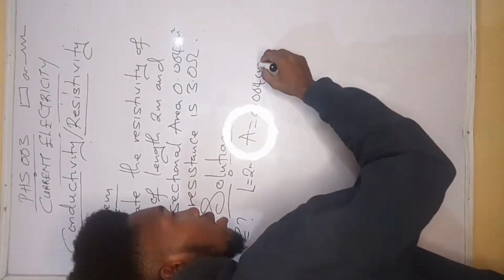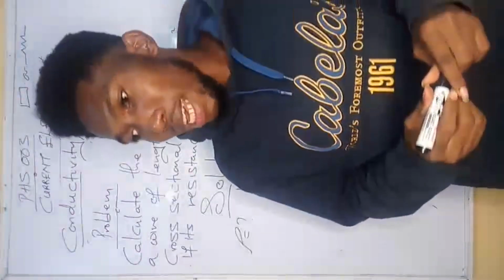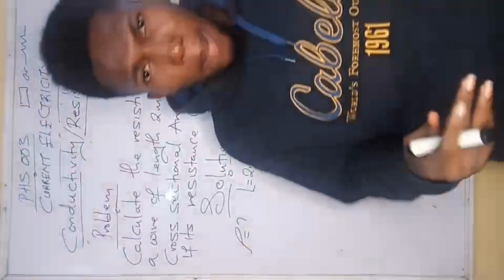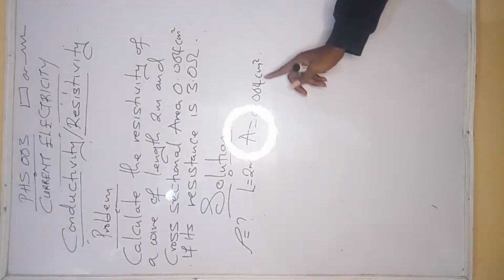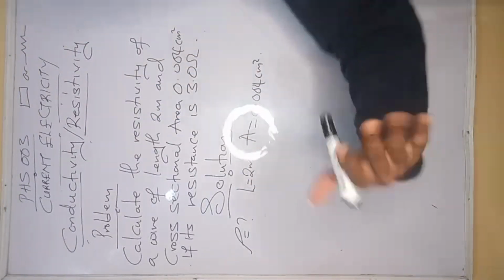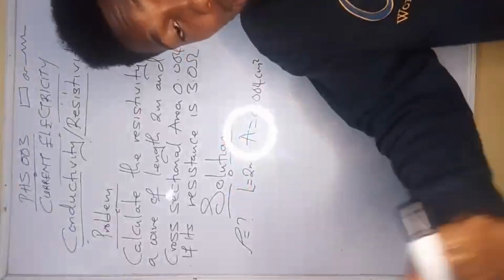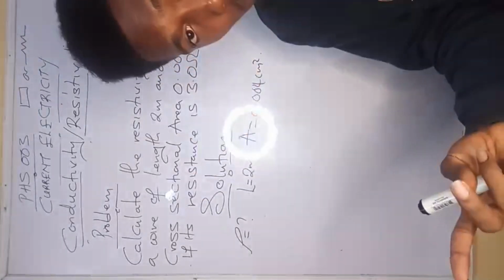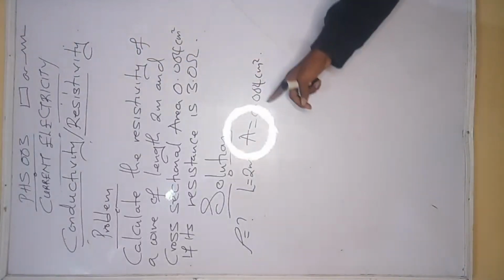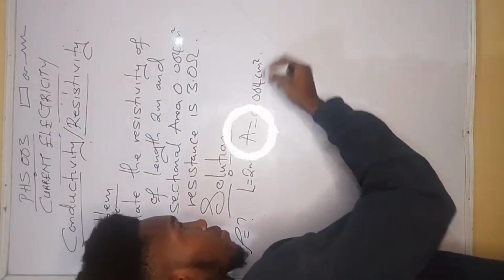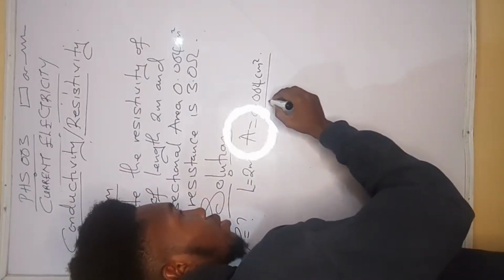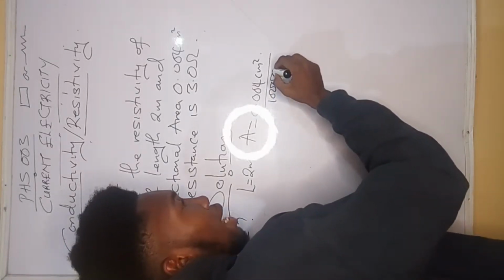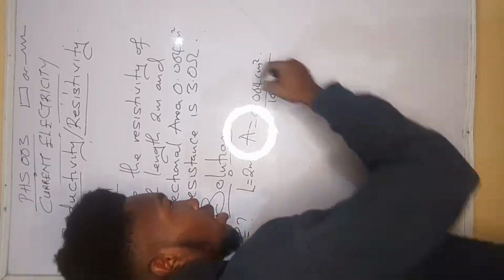Area was what? 0.004 centimeters squared. How do we convert centimeter squared to meter squared? You do that by dividing by 100 twice, which means dividing by 10,000. Since 100 centimeters make 1 meter, and it is squared, you divide by 10,000. When you divide it by 10,000, that is what?